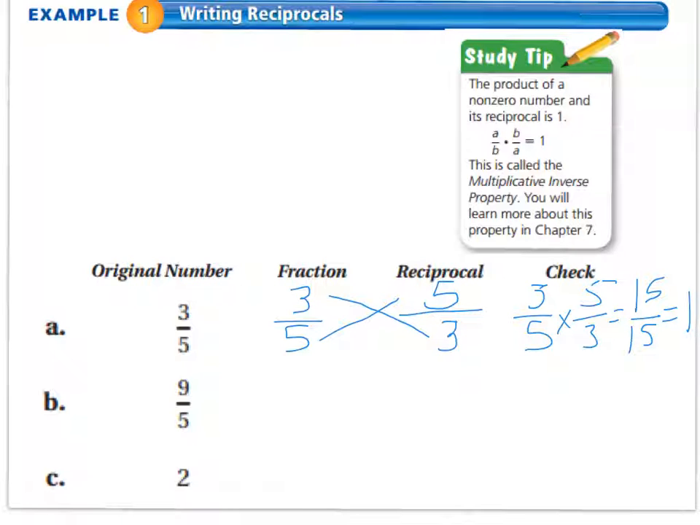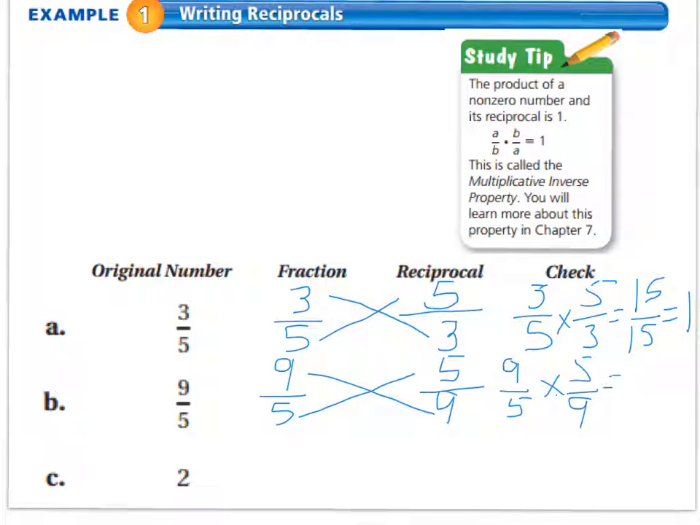Question B, 9/5. Again, that one's already written as a fraction, so I will just recopy it, 9/5. The reciprocal: take the numerator, make it the denominator. Take the denominator, make it the numerator. I'm basically flipping the fraction over. If I multiply 9/5 times its reciprocal to check the multiplicative inverse property, I would get 45 over 45. Any number over itself is the same as 1 whole. Again, the property holds.